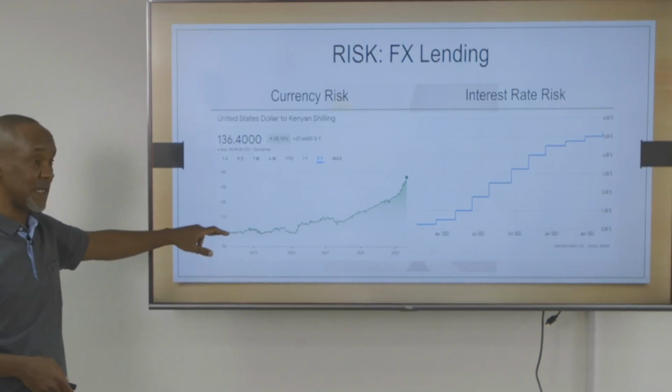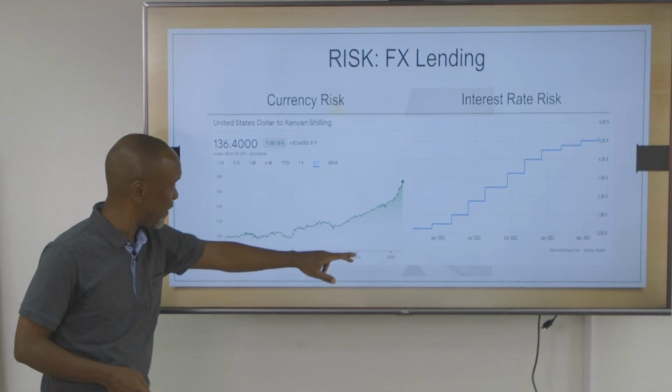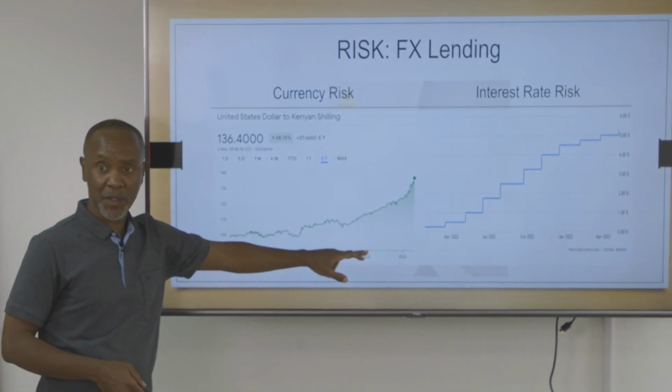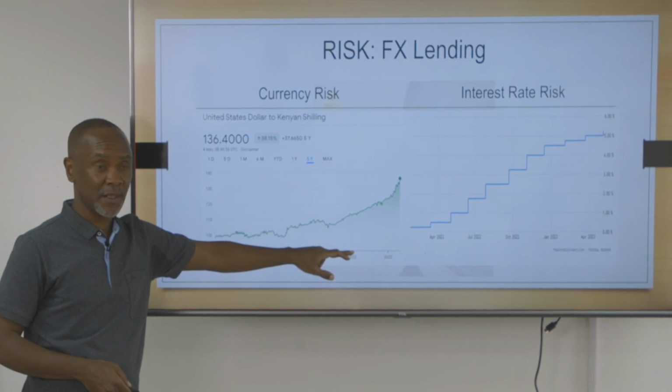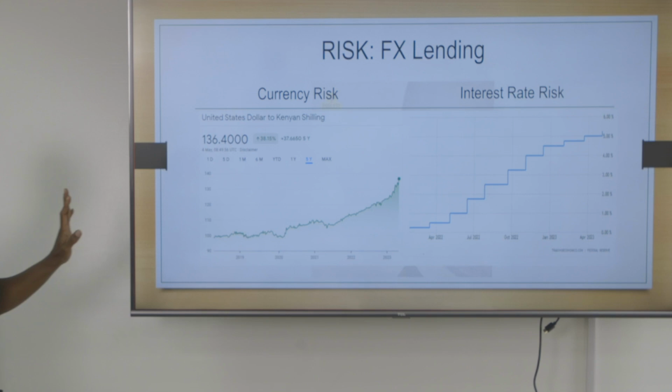So you can take a loan here at 100 and say, I'm good. And up until around the beginning of 2022, everything was honky-dory, isn't it? Everything was good. And in the last year, you get wiped out. Simple. That's currency risk for you in a graph. That's how serious it can get.